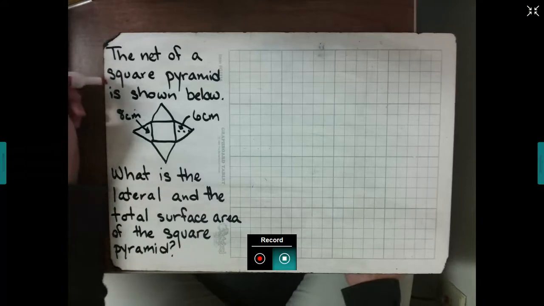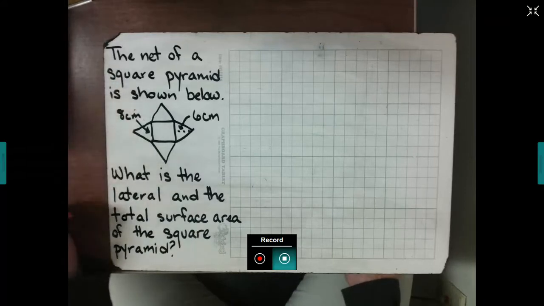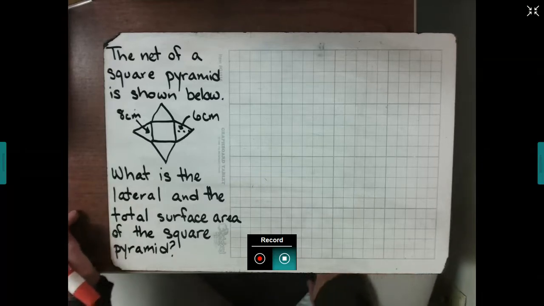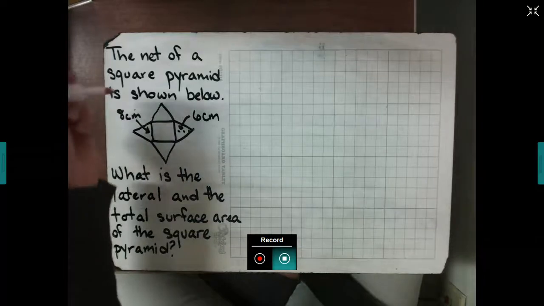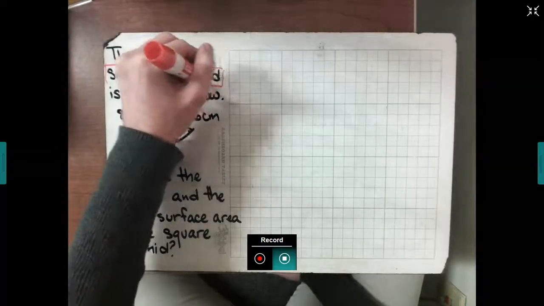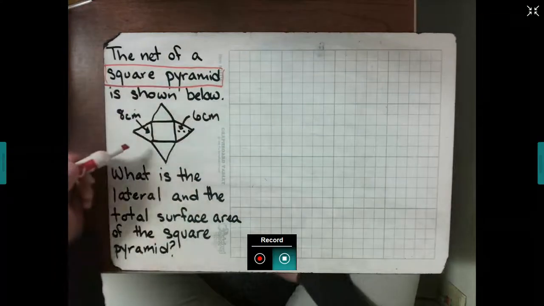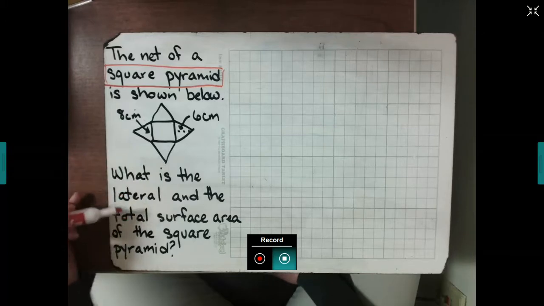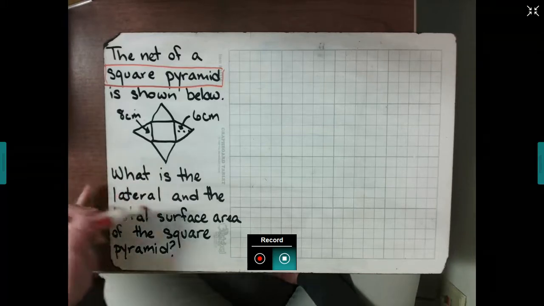The net of a square pyramid is shown below. What is the lateral and the total surface area of the square pyramid? So I'm going to go ahead and box in my key information. We have the words square, pyramid. Now in this figure, it's pretty easy to determine what our base is because we need that information for our lateral and total surface area, right? Because in lateral, we do not need the base.